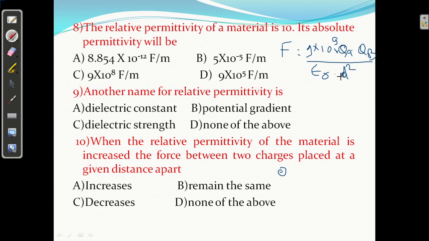Now, when the relative permittivity of the material is increased, epsilon R is increased. Then what will happen to the force between the two charges? Obviously it will decrease. Force is inversely proportional to epsilon R, the relative permittivity. So if you select a material whose relative permittivity is increasing, the force will decrease. The options are increase, remain the same, decrease. That is the correct answer, C.